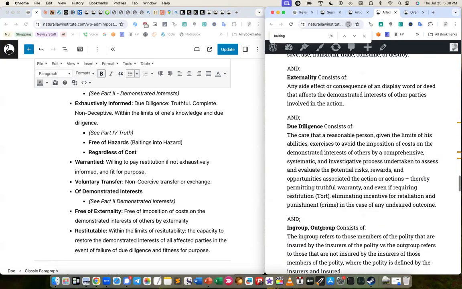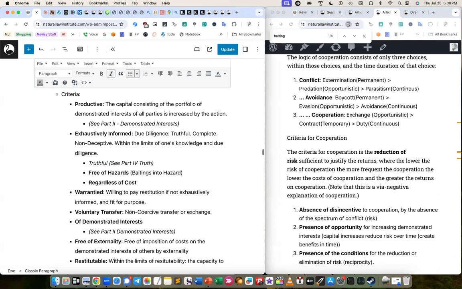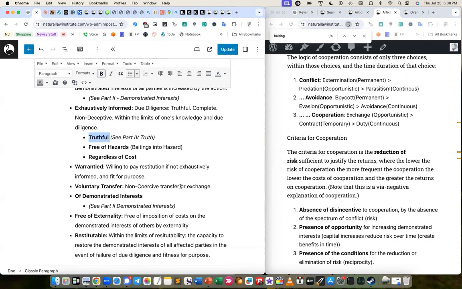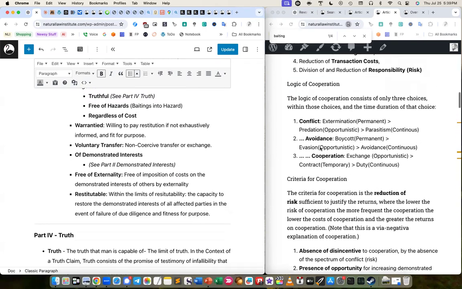Cost. Yeah, okay, this goes into depth, so it was right over here. It's called truthful. Right? We'll do it that way. Okay. Then you can indent those. Okay, you can leave them there. Indent is what I meant. I like this. Exhaustively informed, which means truthful, free of hazards, and regardless of cost. Okay. Am I missing something? No. I'm on voluntary transfer now because there's a similar function there occurring with the via negativa.